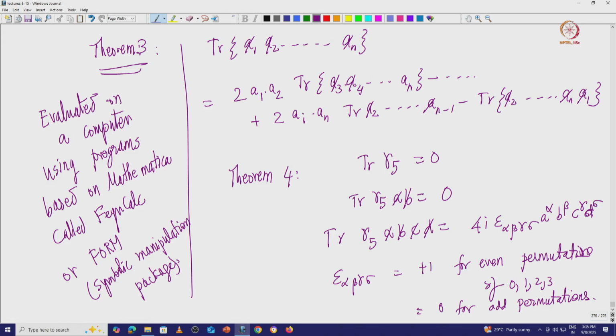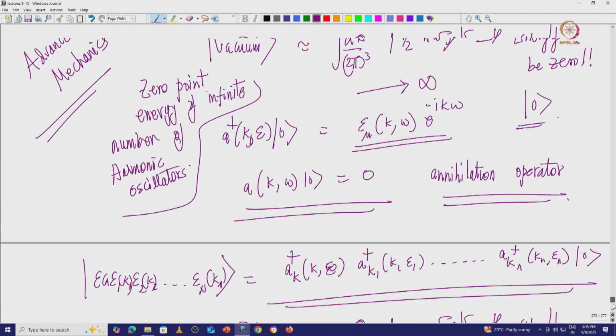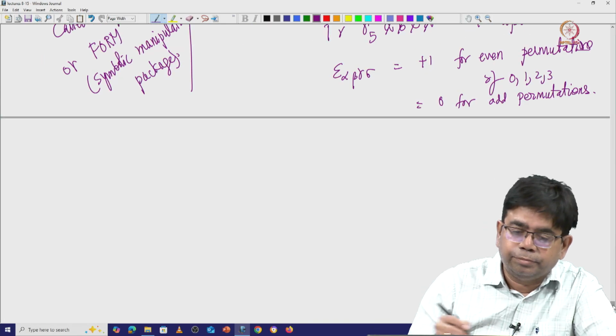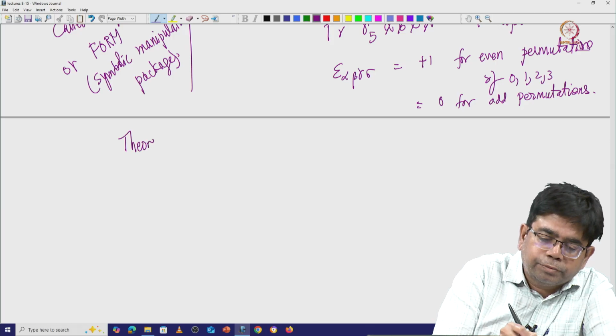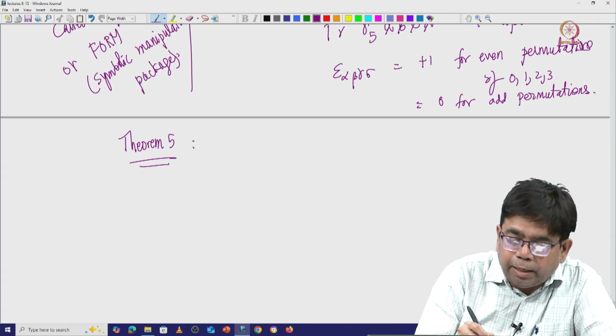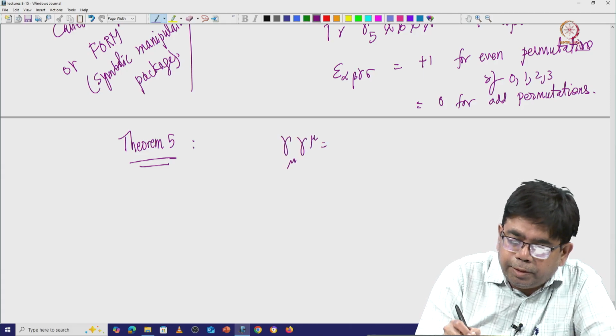Okay, I will then list one more theorem essentially. Then there are many other trace theorems essentially which we can go through. Okay, there are also theorems on other things essentially. I will just list one more of these things. Theorem 5, this tells you that gamma mu gamma mu is equal to 4.